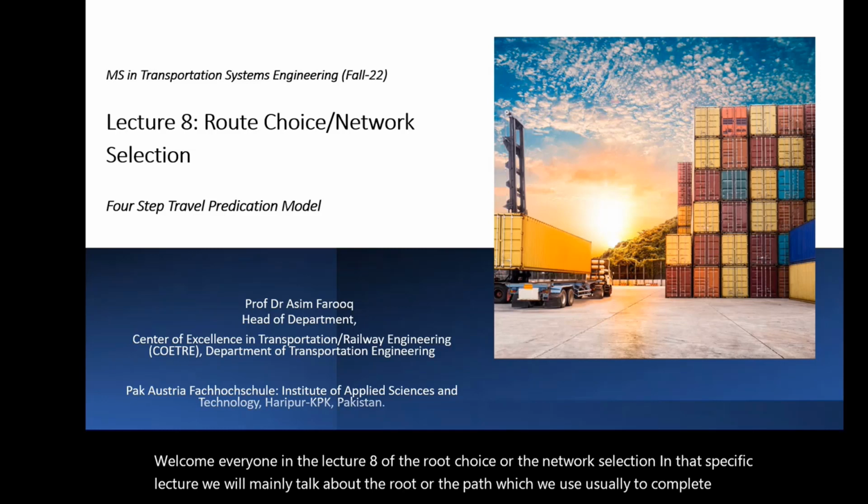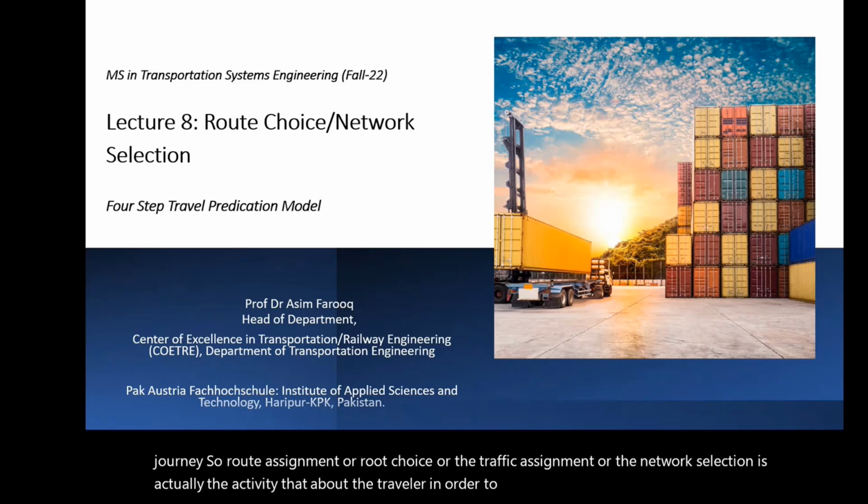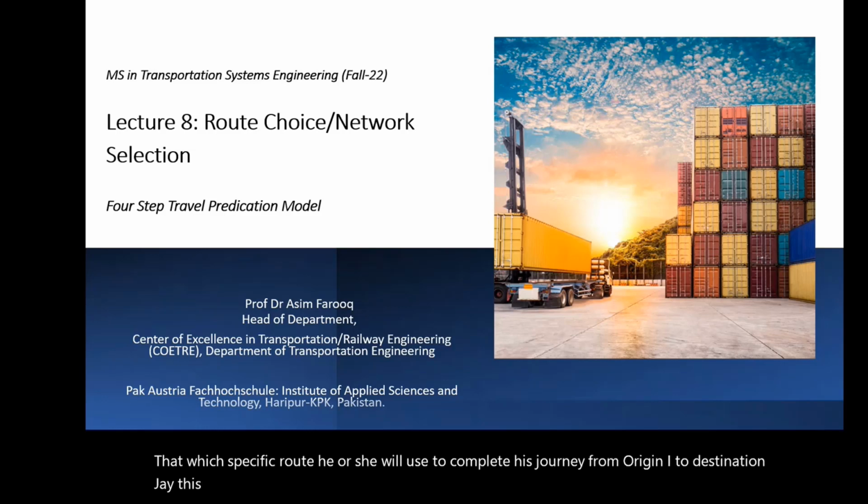Route assignment, or route choice, or traffic assignment, or network selection, is the activity of predicting which specific route a traveler will use to complete his or her journey from origin I to destination J. This is the last step of the conventional model.